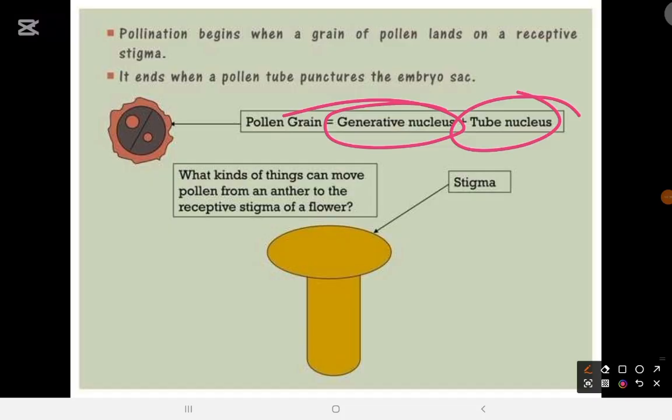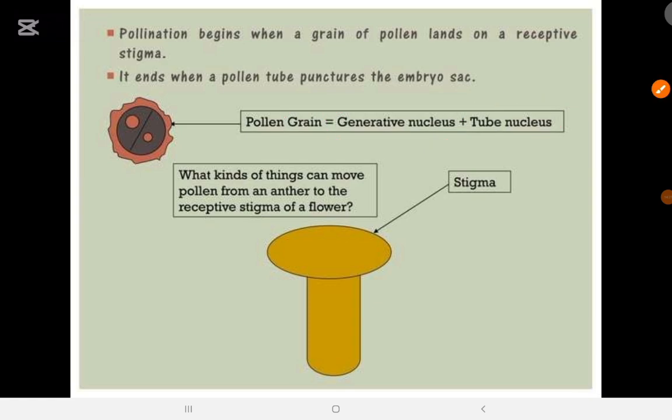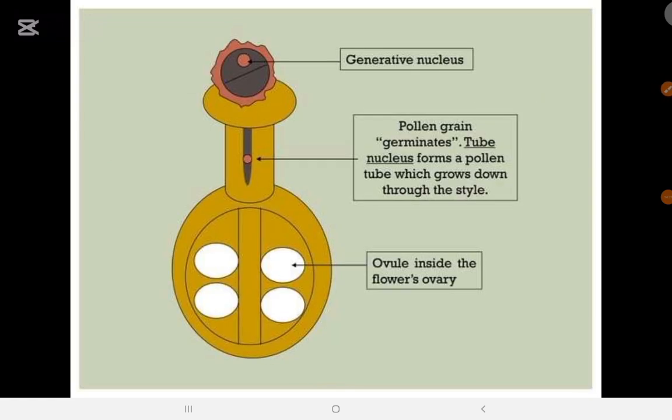Now, what kinds of things can move pollen from the anther to a receptive stigma? Number one is the wind, which is abiotic. Number two is water, which is also abiotic. I also have the biotic component, which are the insects or even humans, and birds too.